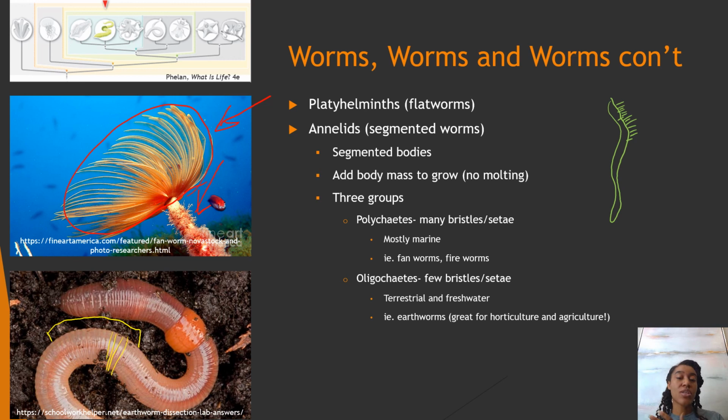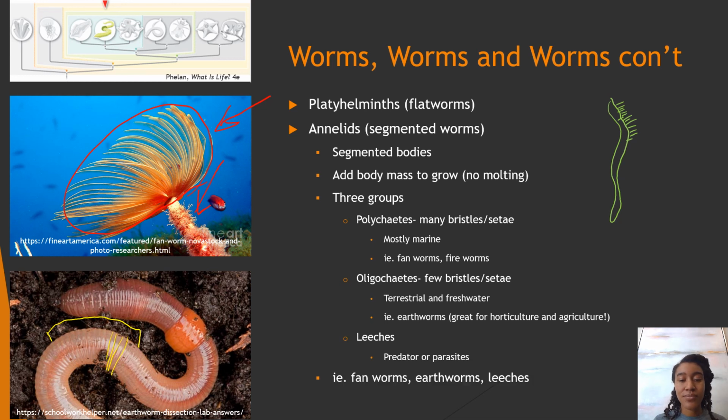Then another group are the oligochaetes, and oligochaetes just means few setae. So they also have these bristles, but not as many. An example is earthworms. For the most part, they look bald, but if you look really close, they have a few of these little bristle-like structures on their bodies. Most of these are terrestrial or live in freshwater environments. As I mentioned, an example is earthworms, which, if you've ever grown a garden or any plants outside, or gone fishing or done agriculture, you know how important earthworms are, and you've seen these guys. Or been outside after it rains, you also see them.